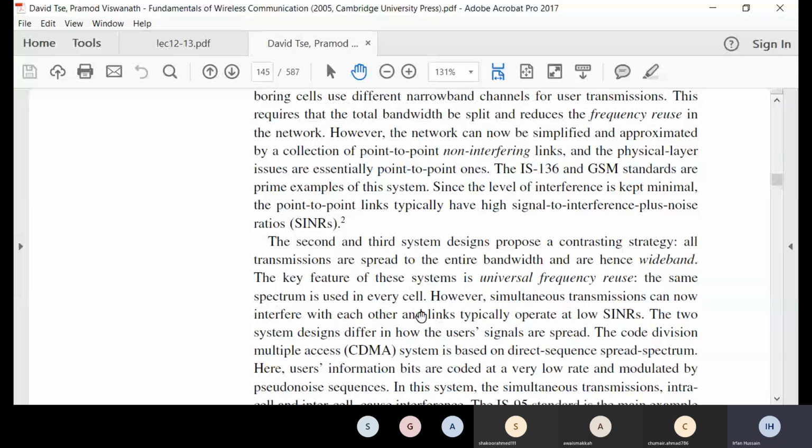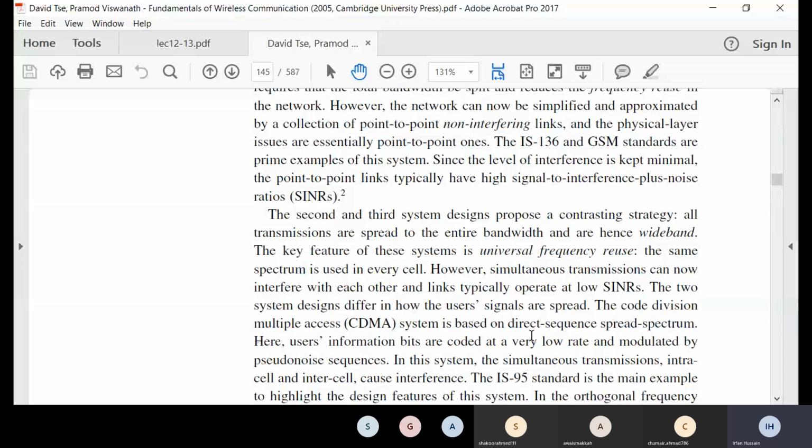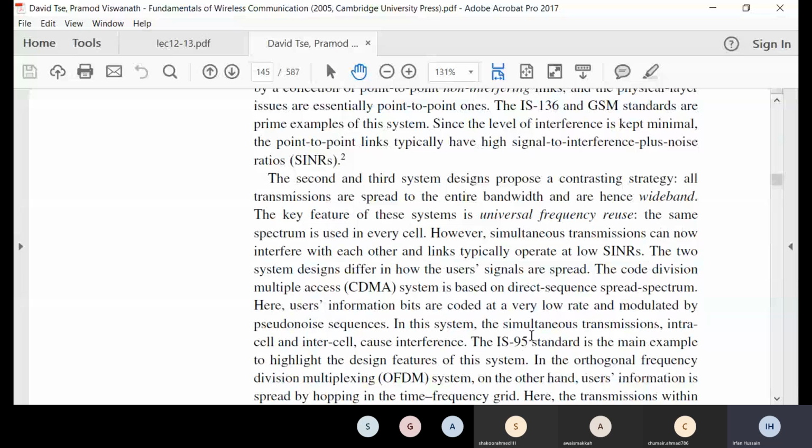So here there will be interference, and yes, CDMA and OFDM are different in how the signals are spread, which we will see in a while. In CDMA, we know we have direct sequence spread, so user data is actually low rate, but it is modulated by pseudo noise sequences, so because of the chip rate, it becomes a very high frequency wideband signal.